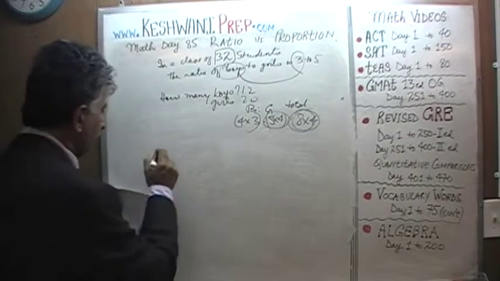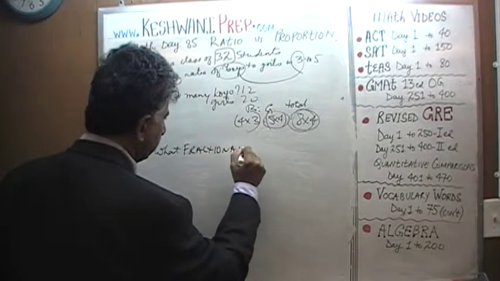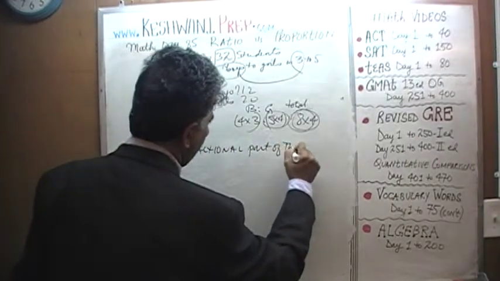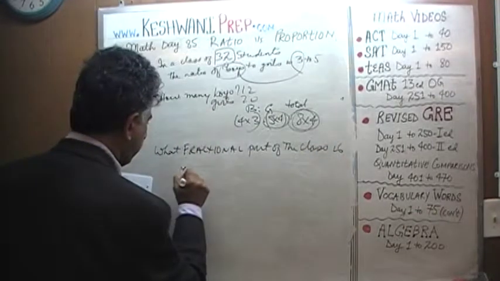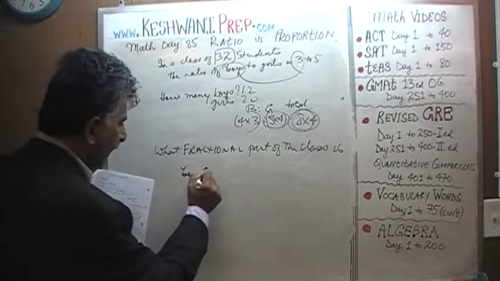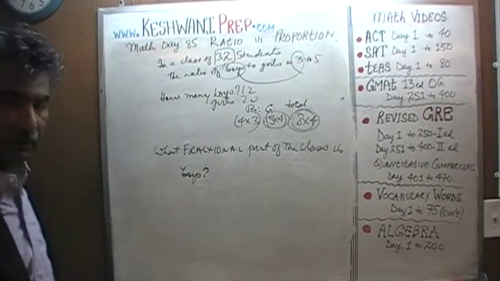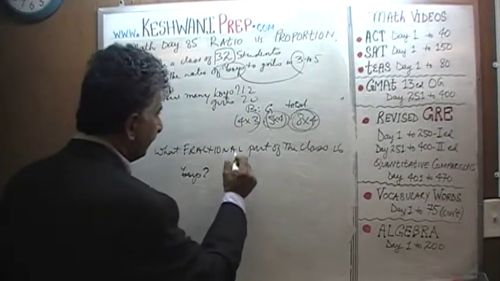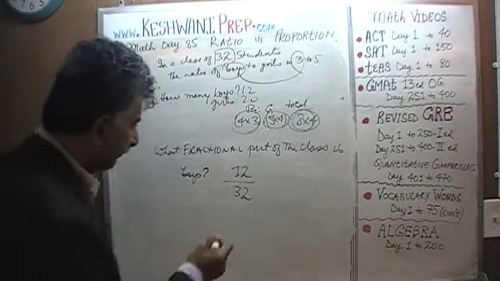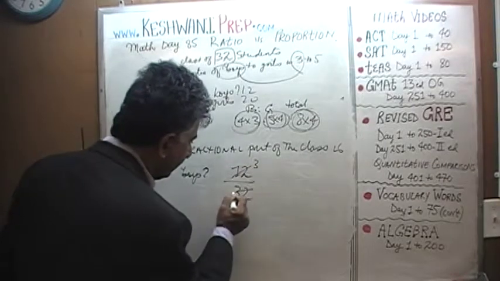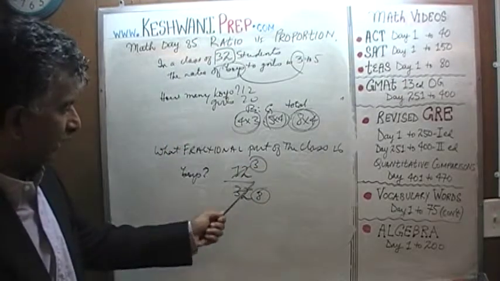They may also ask us what fractional part of the class is boys? What fractional part of the class is boys? And in a question like this, I have seen many a times students doing work like this. They will say there are 12 boys out of 32 students total, and they divide top and bottom by 4. If you divide 12 by 4, we get 3. If you divide 32 by 4, we get 8, and it's 3 out of 8 parts. Boys are 3 out of 8 parts.